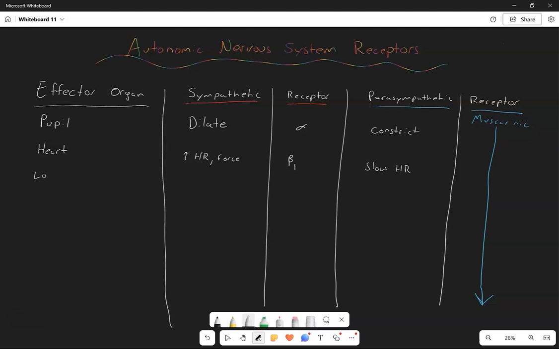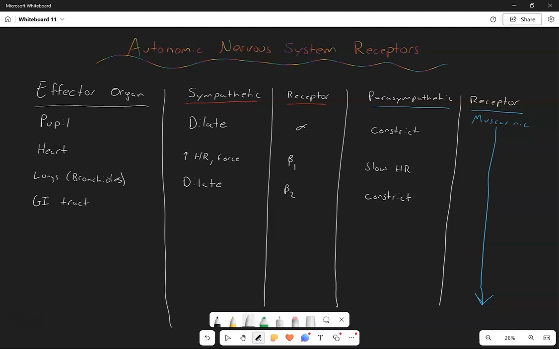Now let's think about our lungs, or I'm going to put bronchioles here. Those are the tubes that lead down into the lungs. So what do we think is going to happen here? Under sympathetic, it's going to dilate. You want to open them up, you want to get air into those bronchioles, and this is going to be a beta 2 receptor. Here, the opposite, this is going to be constriction of the bronchioles.